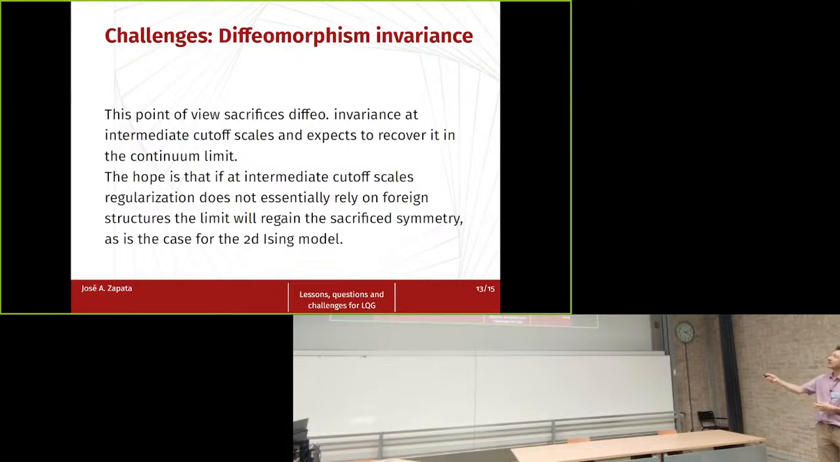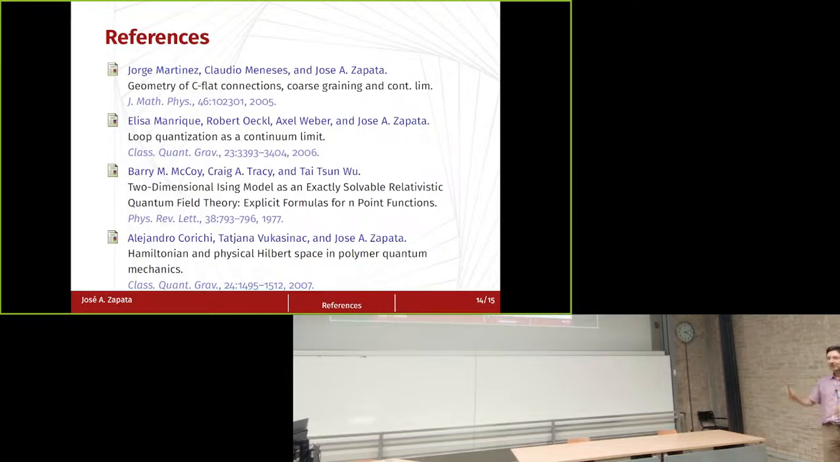And in this view of the loop quantization, I'm sacrificing diffeomorphism invariance, but I'm thinking that in the continuum limit, it may arise and come back, as it happened to the EC model, and that's it. Okay. Thank you.